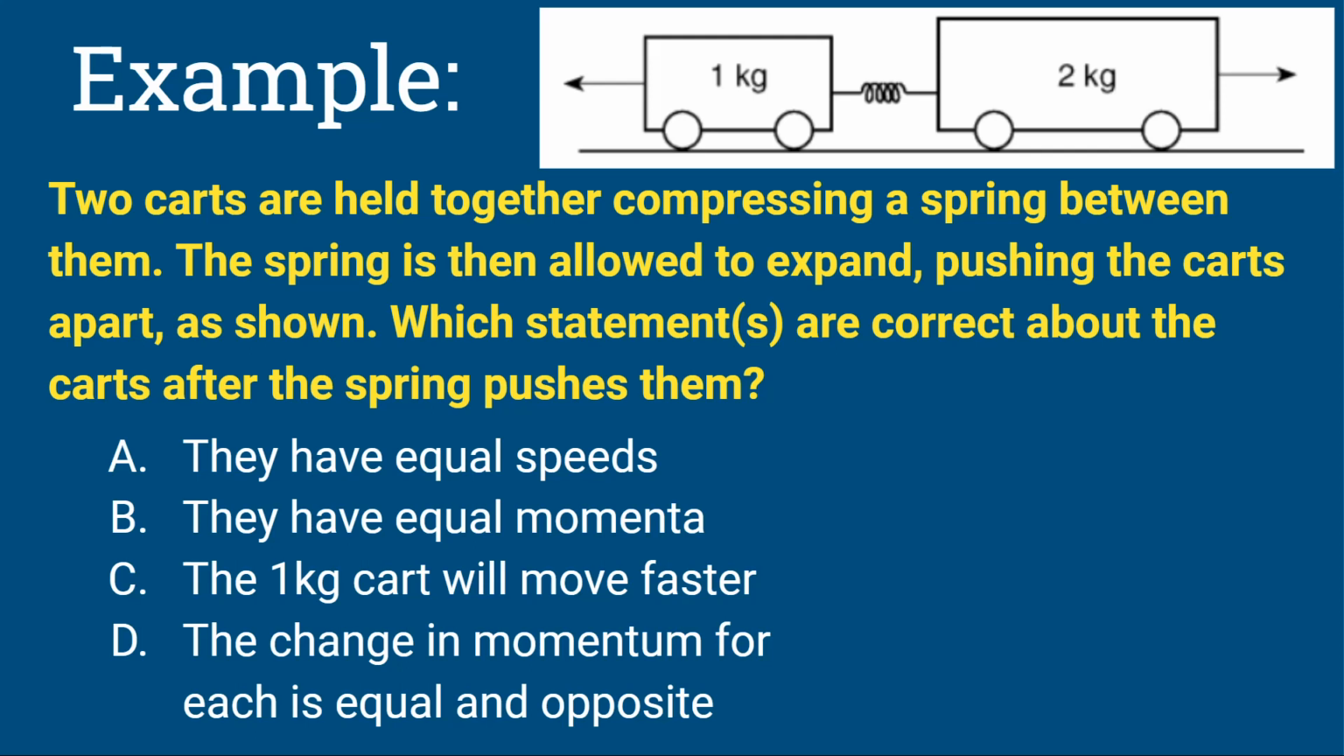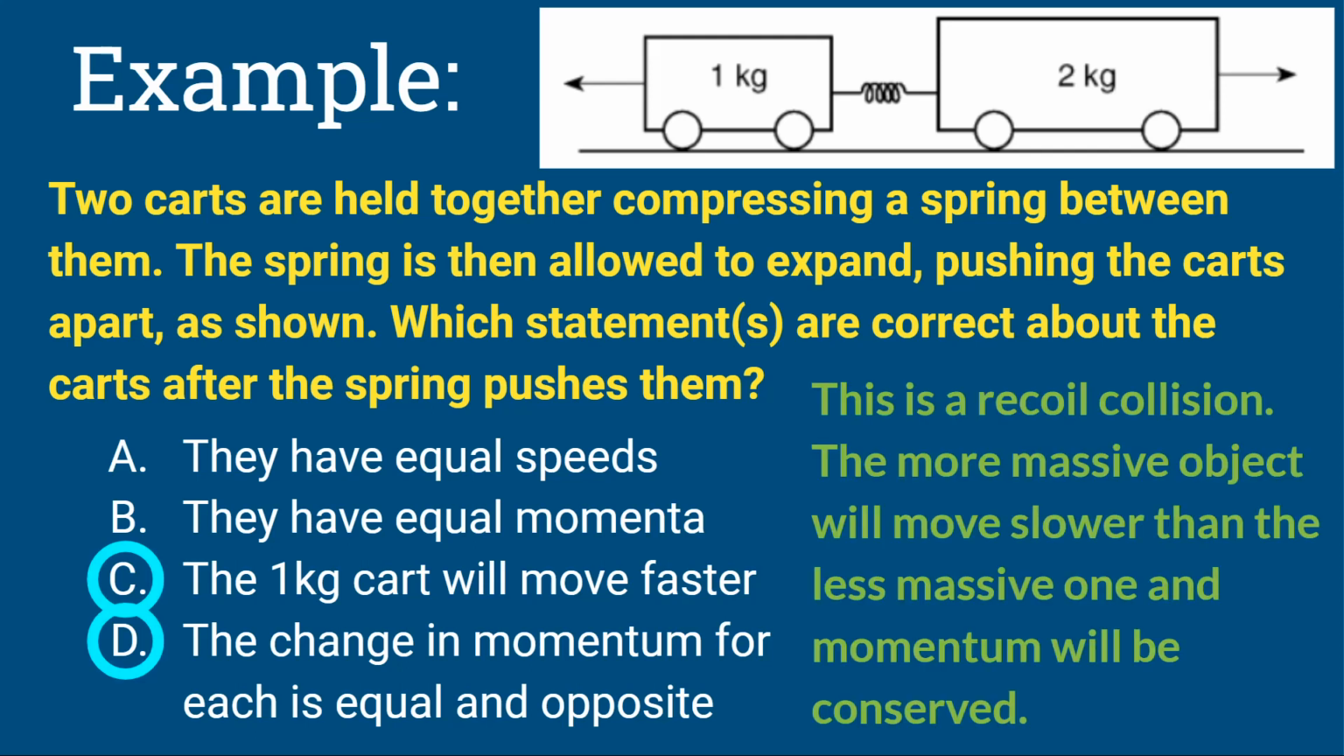C says the 1 kilogram cart will move faster, and yes, it will, because it will have a greater change in velocity because it has less mass. C is a true statement, but the question could have more than one answer with the way it was worded, so let's check D. The change in momentum for each is equal and opposite, and we have said that every time. So both C and D are correct. This is a recoil collision. The more massive object will move slower than the less massive one, and momentum will be conserved. So that was just to review everything that we just talked about.